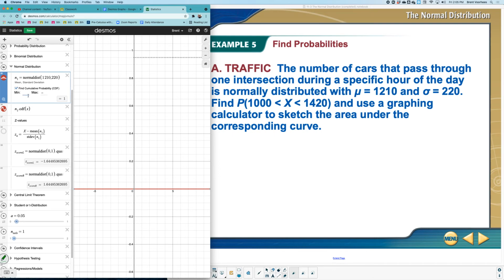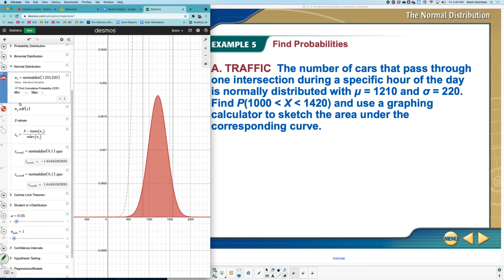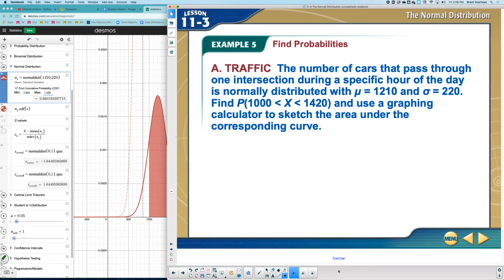Well, that is simply, let me align my data here, you put 1,000 here. What's the probability between having 1,000 and 1,420 cars? Since 1,210 is the mean, you can plug it in as the min and the max. And it's saying what's the probability? It's this amount of area. Whatever the area of all of this shaded area is the answer, which we're told is right there. It's approximately 66% of the data.